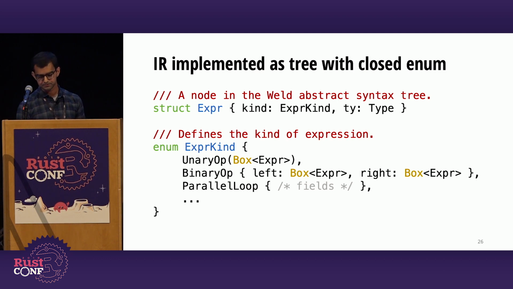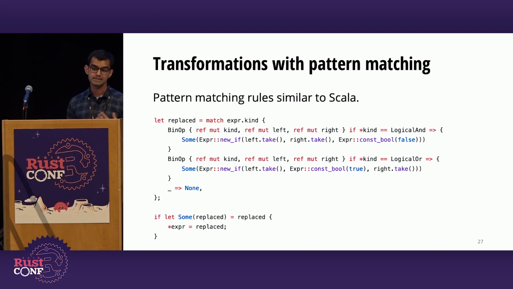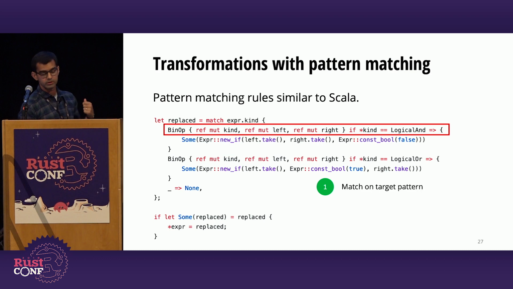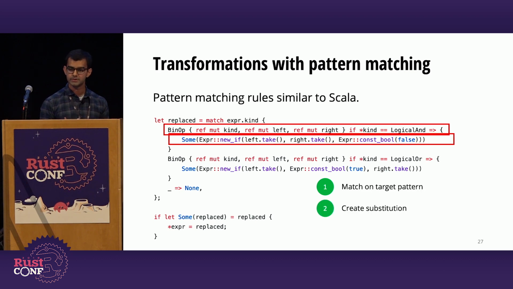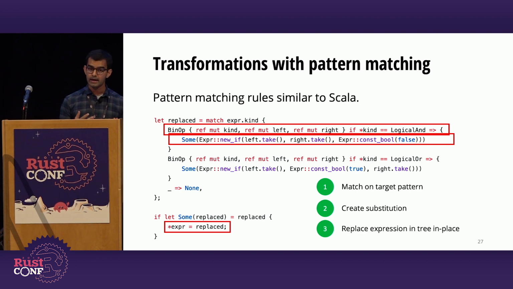So diving into that a little bit more, we were pleasantly surprised that the pattern matching rules were fairly similar to Scala, despite having to get around the borrow checker and everything. So in most cases, this is the same rule that we had from before. It's basically converting binary operations into short-circuited operations. All you have to do is match on a target pattern, create a substitution, and then replace the expression in place.